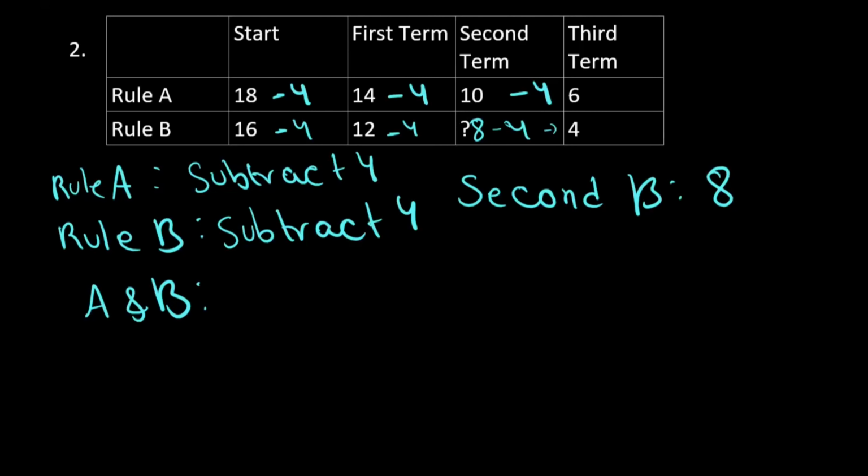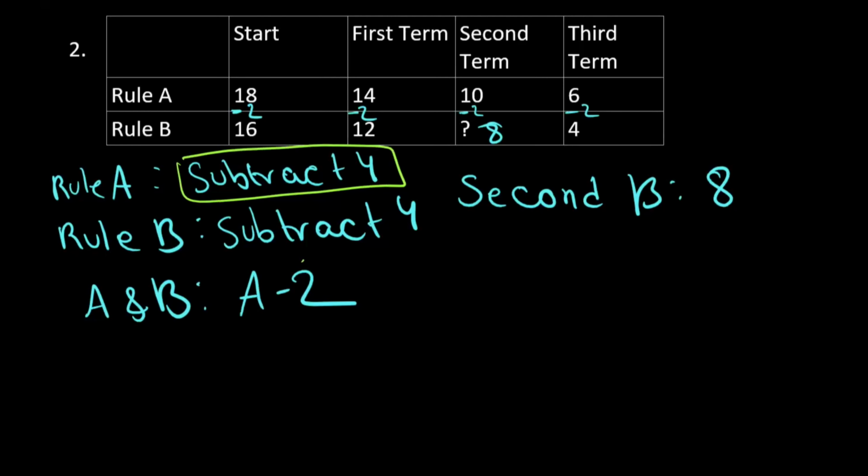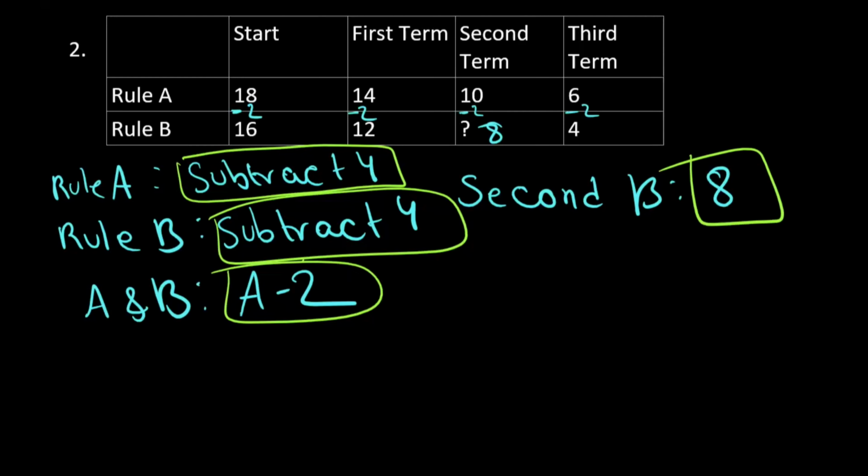Alright? Now, all we need to find is A and B, so the relationship between A and B. So 18 minus 2 is 16, 14 minus 2 is 12, 10 minus 2 is 8, 6 minus 2 is 4. So it looks like it's A minus 2. And those were our answers. So subtract 4, A minus 2, and then 8. So we can find two answers at the same time too. Sometimes that does happen.